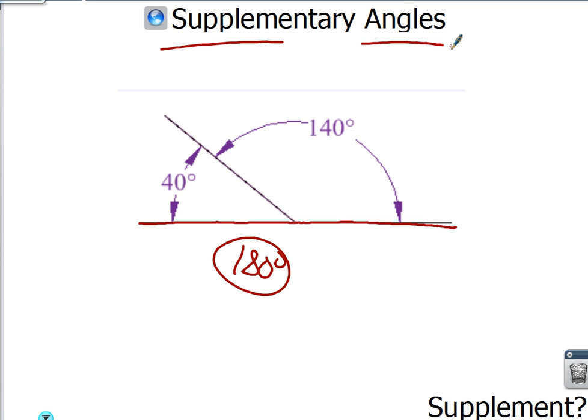Well, what does it look like to be supplementary? Two angles, and I'm kind of getting ahead of myself, but we'll go ahead and talk about this. Two angles that are supplementary, when you put them together, form a straight line. These two angles are known as a linear pair. I'll say that word at least 100 times before the end of the semester. Linear pair, that's extremely important.